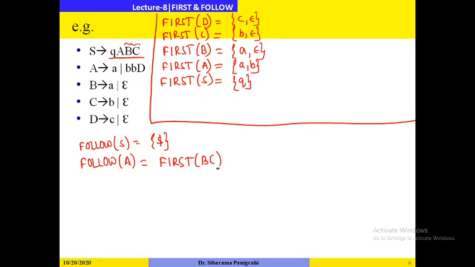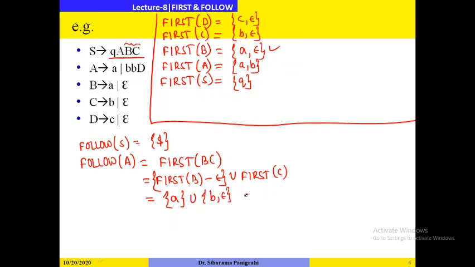So first of BC means what you have to do? You have to check first of B first, if first of B contains epsilon or not. Here you see first of B contains epsilon. So what you will do? You will do first of B minus epsilon union first of C. Okay. So first of B minus epsilon is A. Union C means B epsilon. So B epsilon. So what you will get? You will get A, B, epsilon.